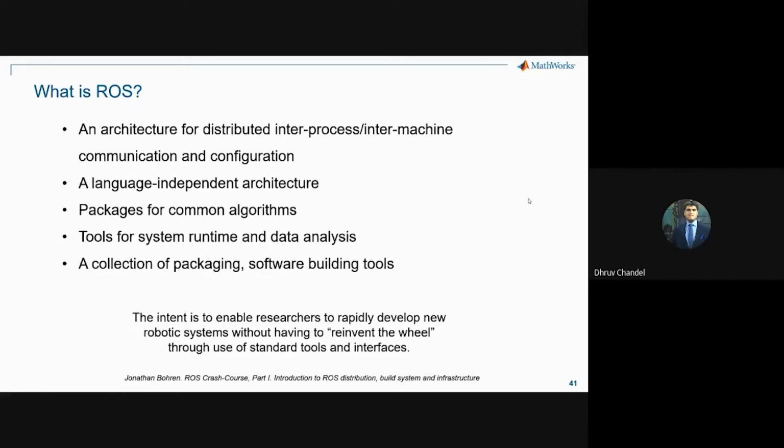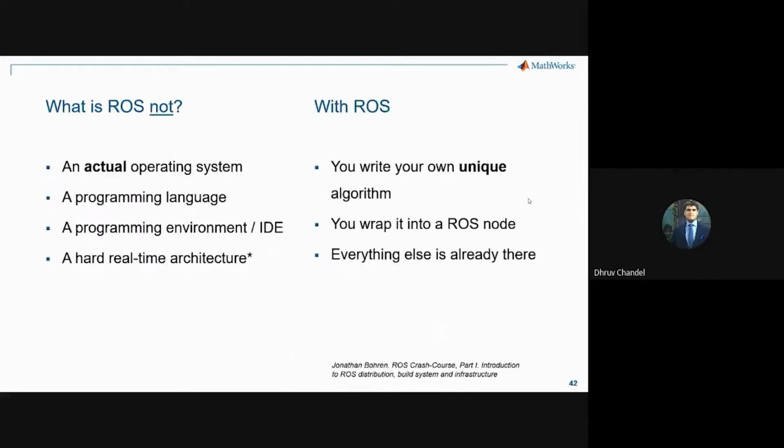You can get it yourself. The idea is to enable researchers to rapidly develop robotic systems without having to reinvent the standard tools and interfaces, which is a huge pain from personal experience, I can tell you. ROS is not an actual operating system, and it's not a programming language. Basically, you just write your own algorithm and you wrap it in a ROS node, and everything else is already there for communication and for basic navigation, basic control systems, etc.